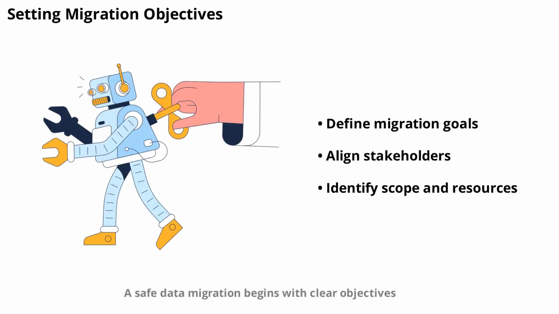A safe data migration begins with clear objectives. Define what you want to achieve with the migration. Are you moving all data or just specific records? Are you consolidating multiple sources or upgrading to a new ITSM platform? Setting clear goals helps guide the migration strategy and ensures that all stakeholders are aligned. It also helps in identifying the scope, timeline, and resources required for a successful migration. By establishing objectives early, you can anticipate challenges and design a process that minimizes risks and maximizes the value of your ITSM software.